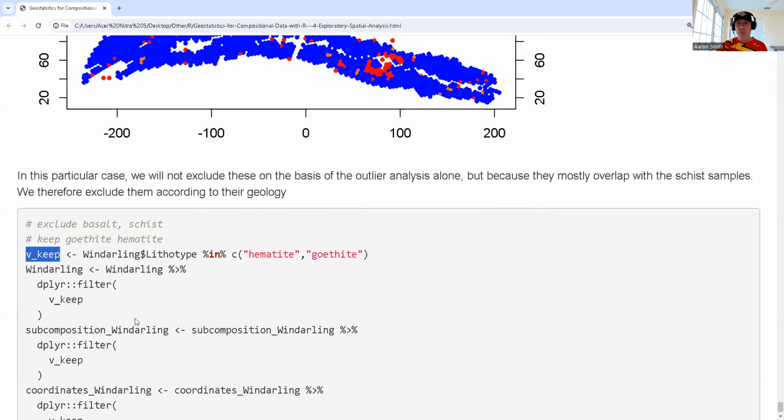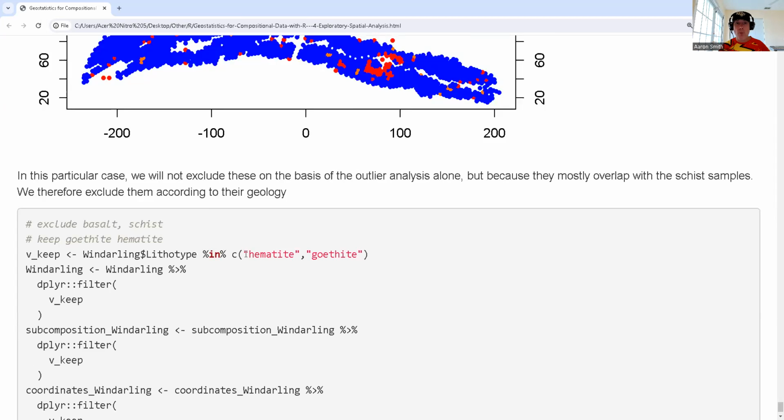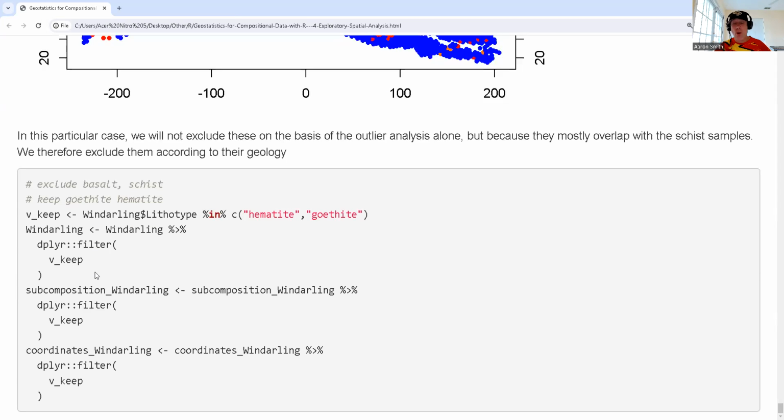I like the keep drop convention for indicating keeping or dropping a row or a column. And so we use keep to say what I want to keep in my data. And so, if the lithotype is in the type I want to have, then what's happening is schist and basalt observations are being removed from the data set. We only have these two types of lithotype in our data. And so I'm going through all the objects I have in my analysis, and I'm filtering out what I don't want.